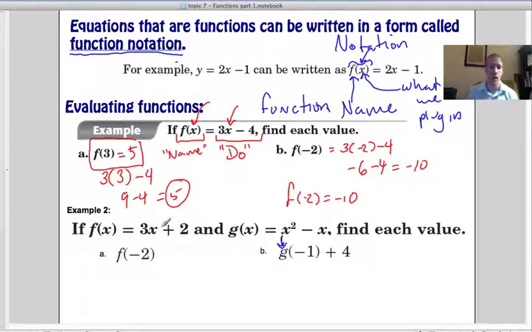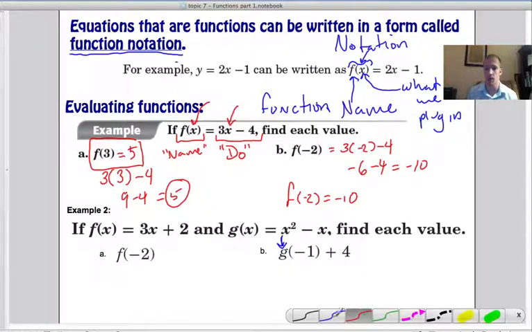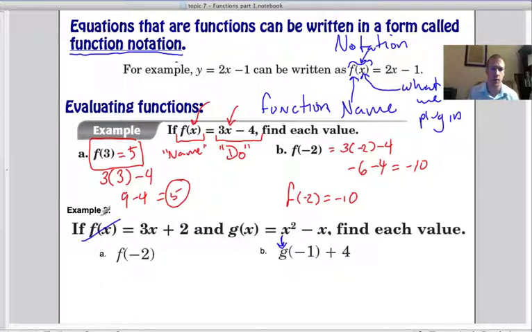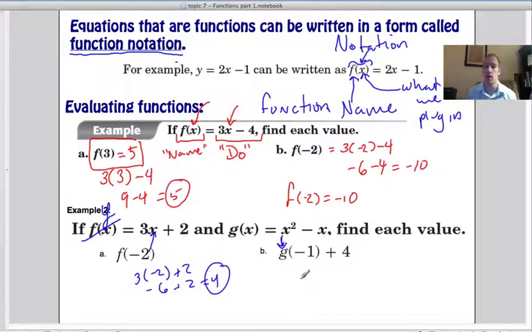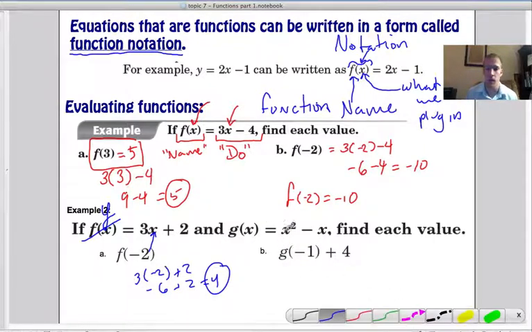Alright, so a couple more examples here. 3x plus 2. So f of x being 3x plus 2 is the same as y equals 3x plus 2. So you're just plugging in the negative 2 for the x. So 3 times negative 2 plus 2 is negative 6 plus 2 equals 4. There's our answer.